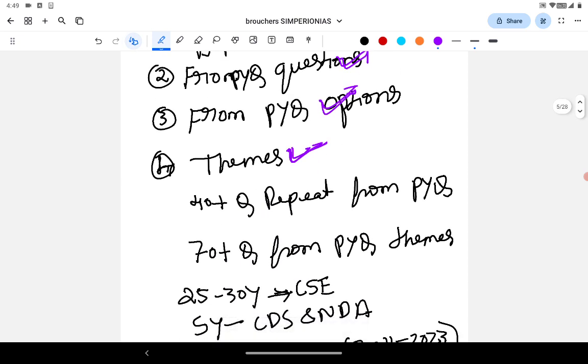Now, according to us, with our detailed analysis of the last 30 years papers, we found out that every year UPSC repeats 40 plus questions from the PYQs. We will show that with examples. 70 plus questions come from the PYQ important themes. According to us, there are around 150 themes. You take history, geography, economics, polity, environment, science and tech, etc. There are, according to us, 150 themes, and 70 plus questions appear from those themes.